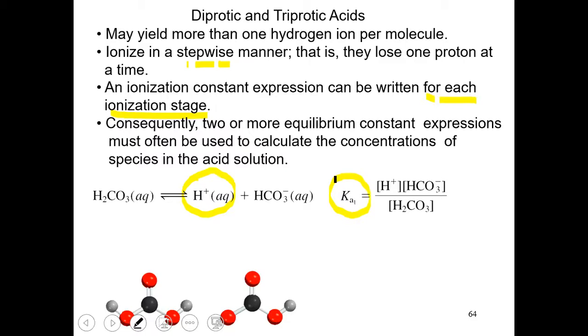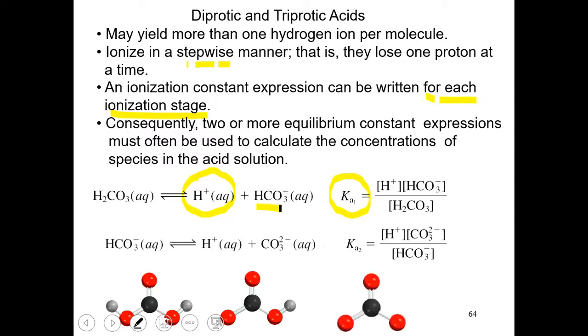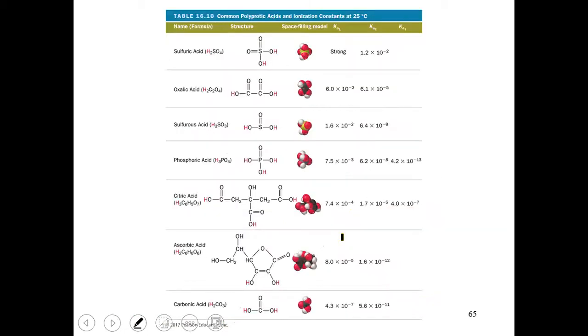Now, the product of this ionization is the bicarbonate ion. The bicarbonate ion is also acidic, and so it can go through a second stage of ionization, where again, it produces hydrogen ions. The final product is the carbonate ion, which we can see over here at the bottom. And this one has a Ka2, that's what we call it. Typically, these have different values.